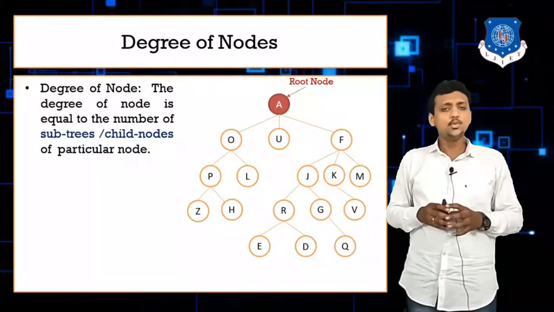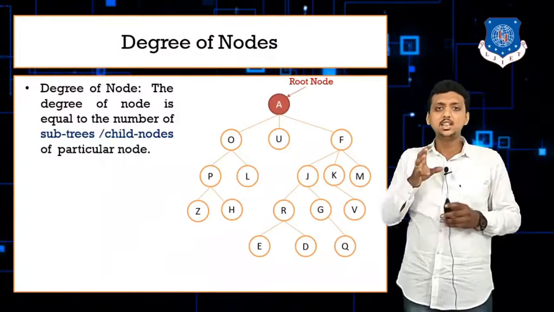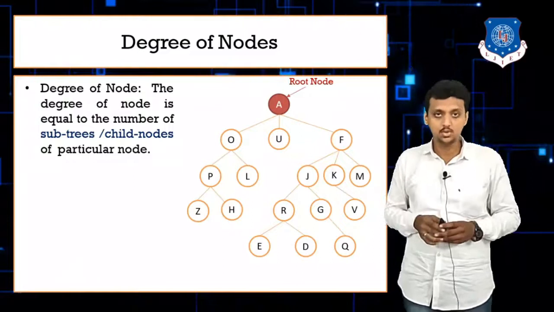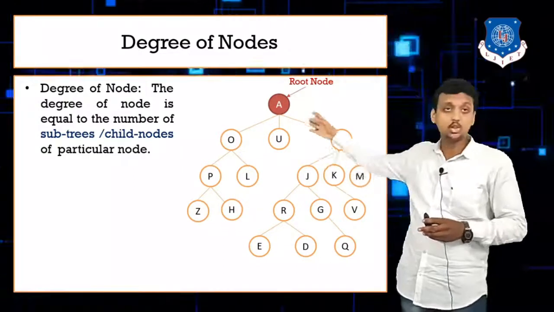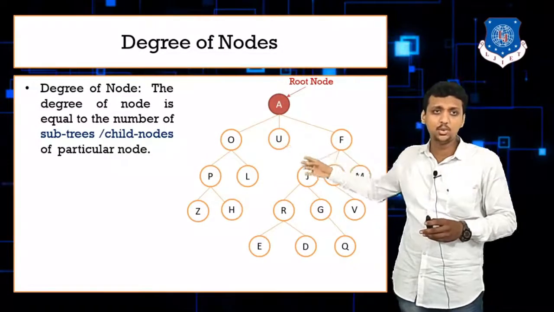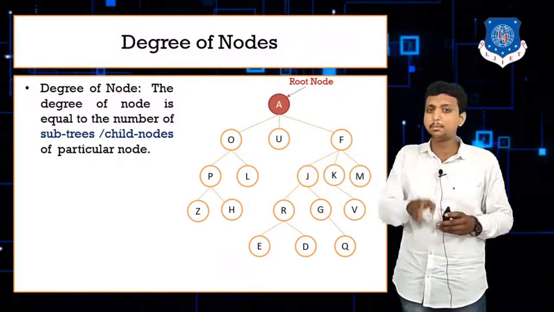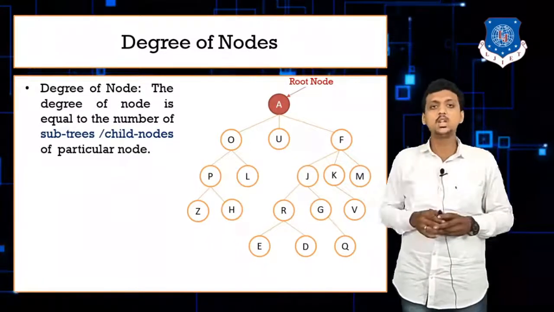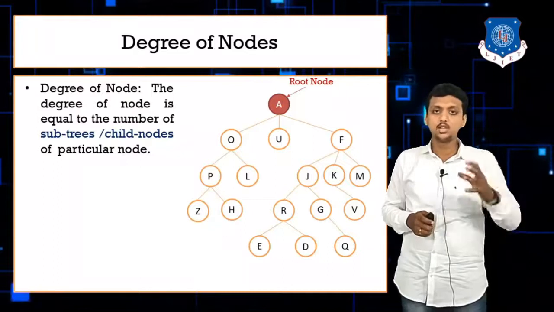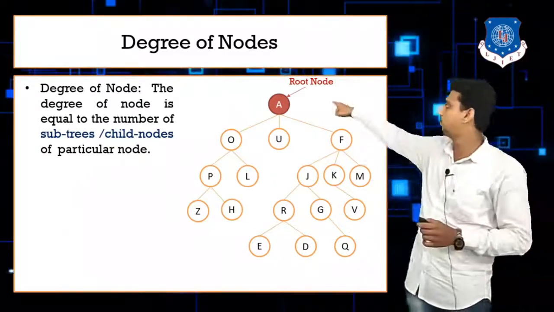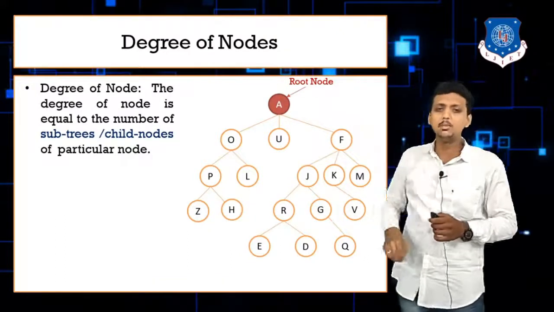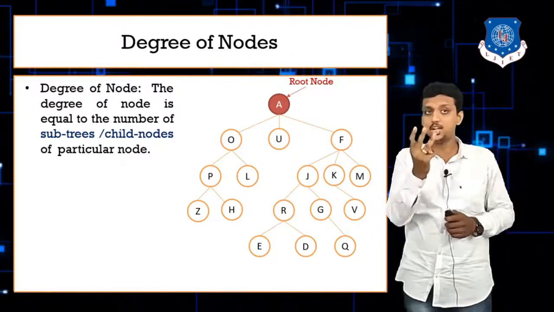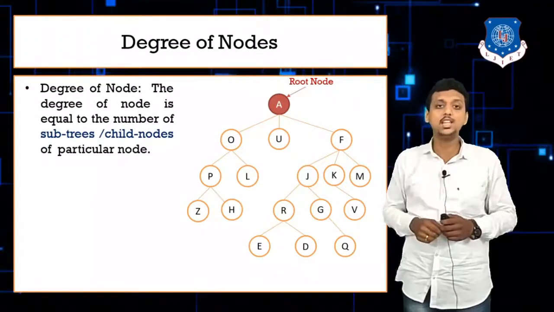Degree of nodes, in easy terms, the number of child nodes connected to a node is known as the degree of the node. Here it is written in terms of subtrees: the degree of a node is equal to the number of subtrees or child nodes of that node. If I am talking about root node A, how many child nodes does the root node have? Root node has 3 child nodes. That means the degree of root node A is 3.